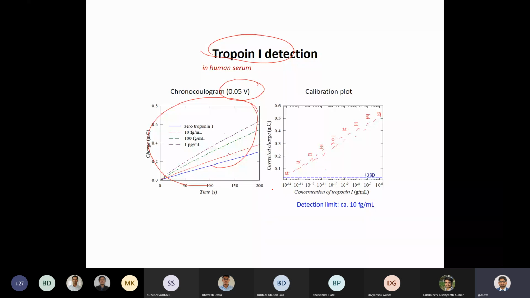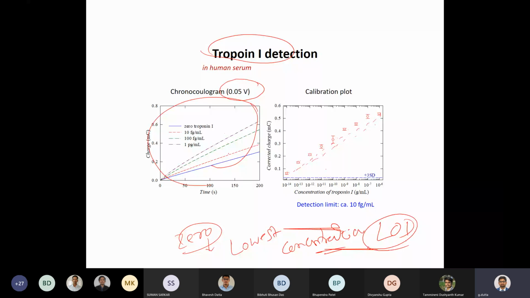Now, how will we calculate the limit of detection? As I mentioned, for the limit of detection case, we will consider the zero concentration data because this is the minimum. What is the definition? The definition is, by using your biosensor, the lowest concentration you can detect. That is your limit of detection.